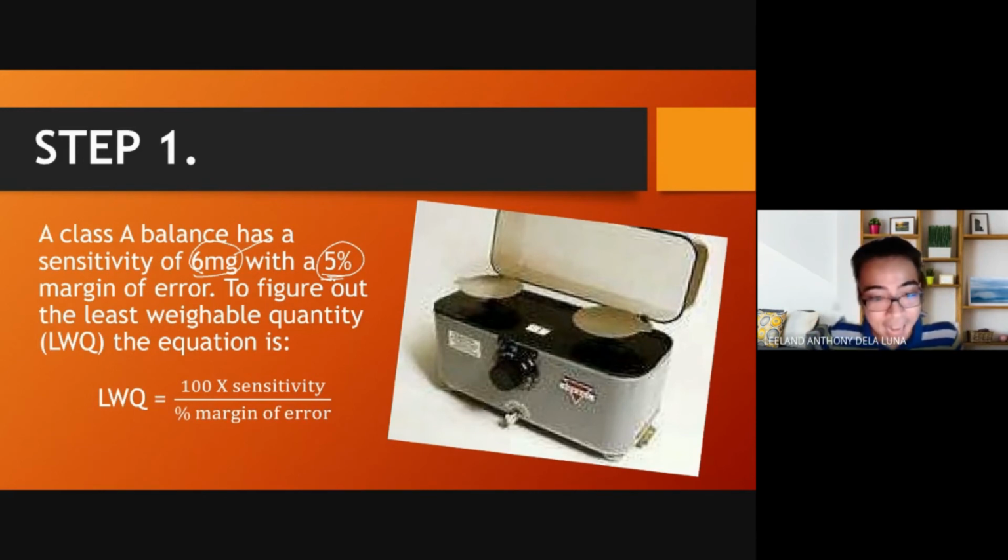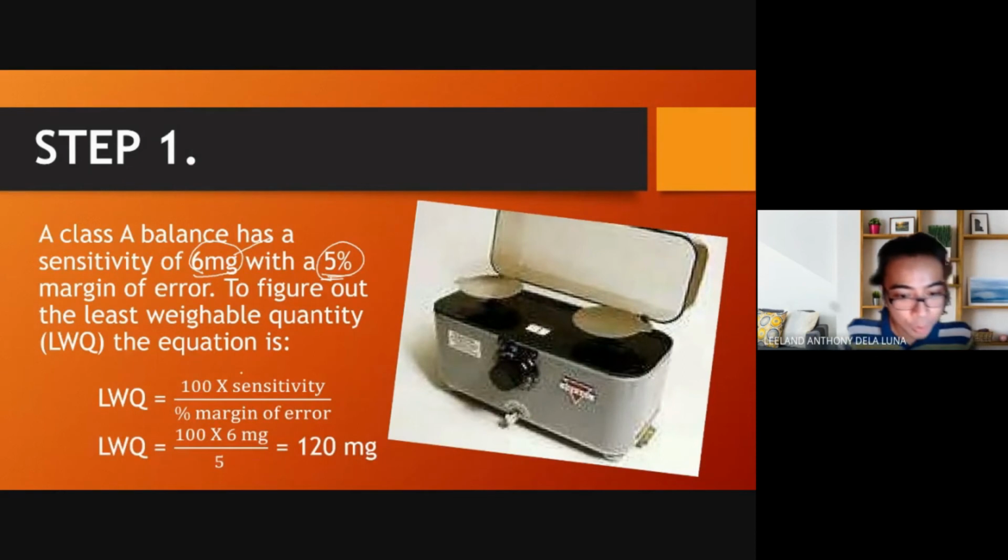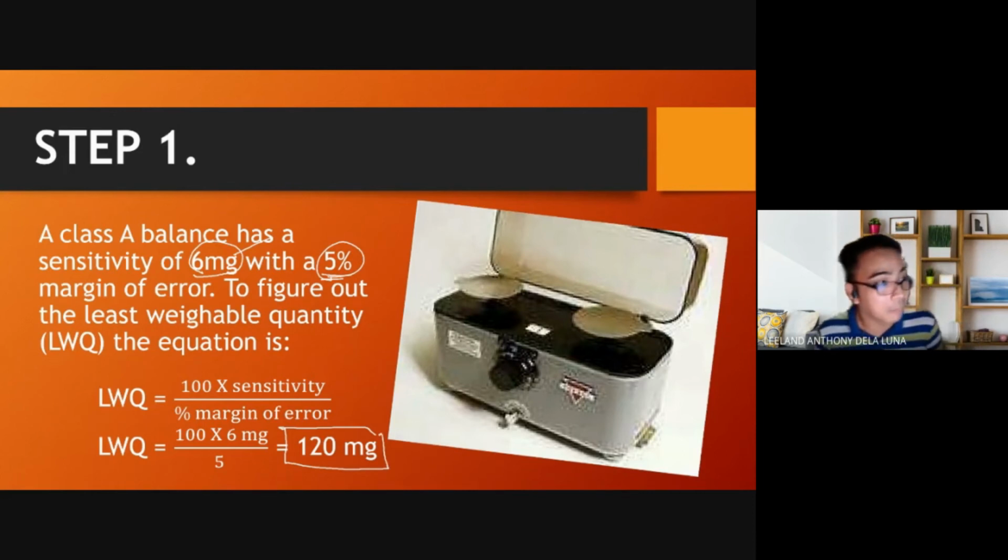Okay? So, in our case, class, ang sensitivity niya is 6 milligrams. Tapos, ang margin of error is 5. So, therefore, class, ang balance natin, ibig sabihin, ang kanyang pinaka-least na kayang i-measure is 120 milligrams. Napakalayo sa 15 milligrams, right?